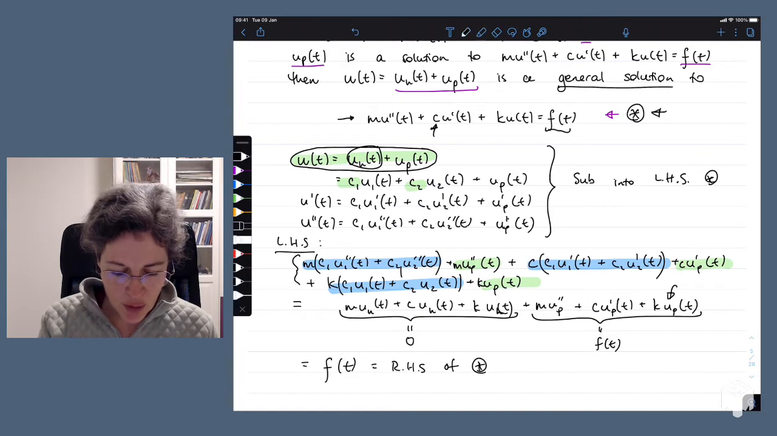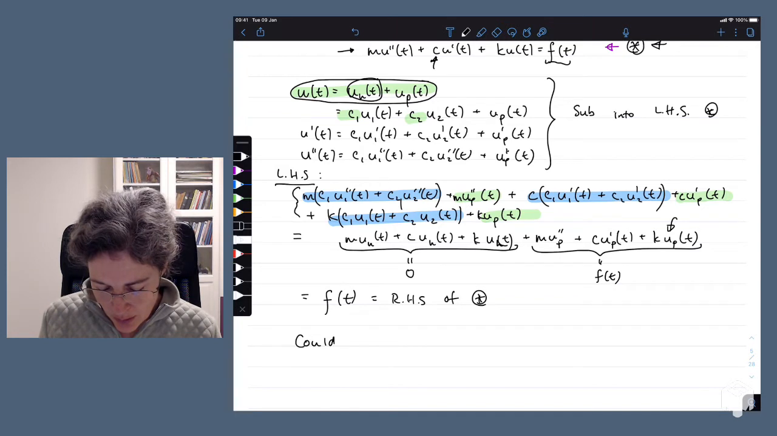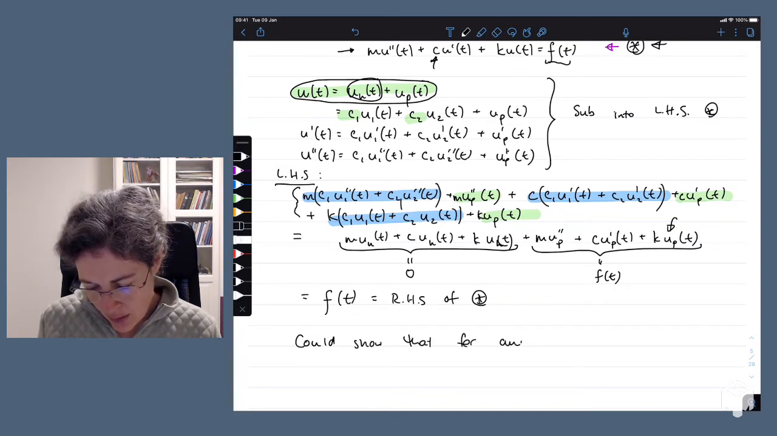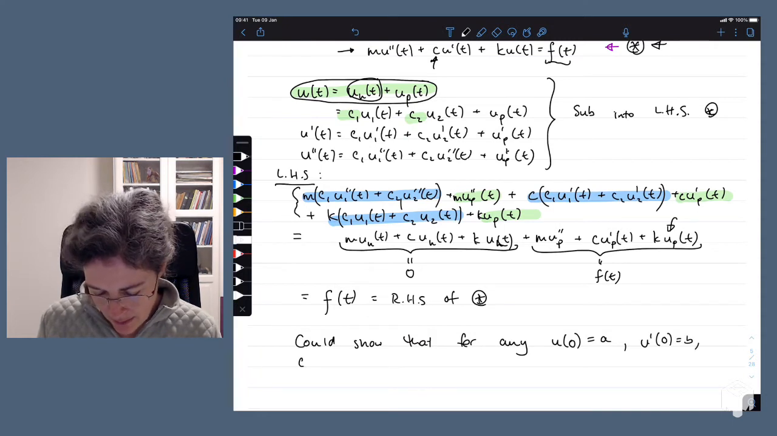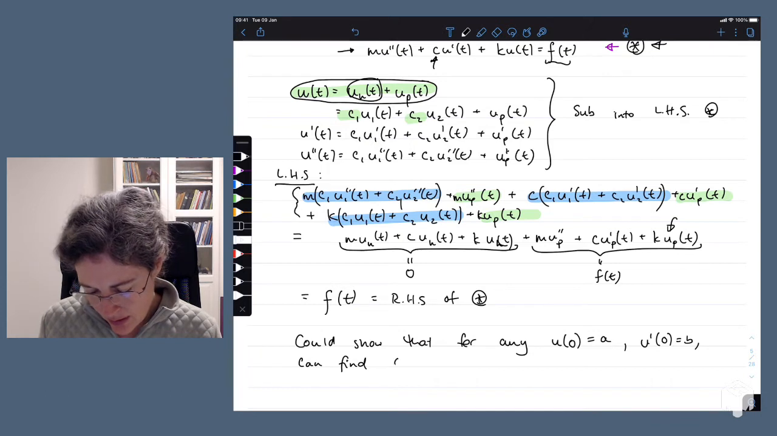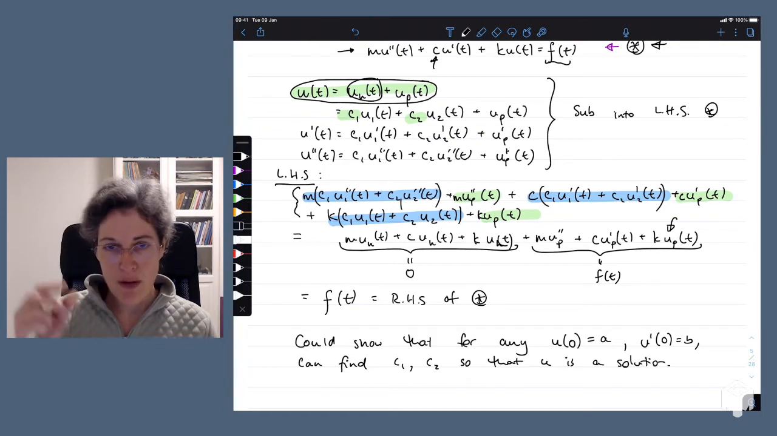So that would be something that you could do if you were feeling like doing some maths. You could show that for any u of naught equal to A and u prime of naught equal to B, you can find C1, C2, so that u is a solution. And you would find your C1 and C2 in terms of your A and B.